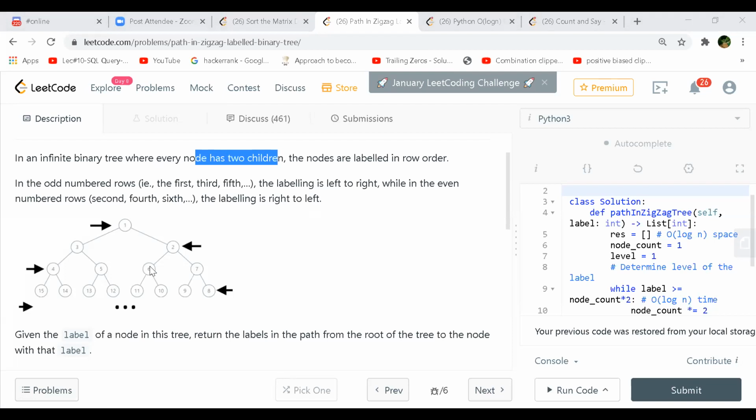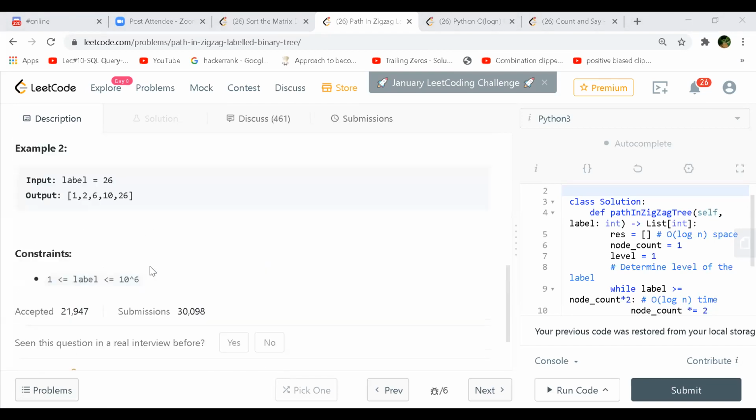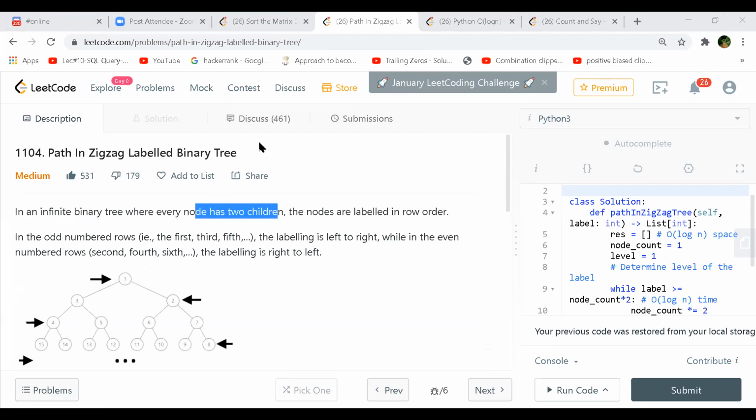Because the given leaves are not specified, you can be given any number and then you have to traverse its path to the top, the root. If it's infinite, then you have to bring the general solution.